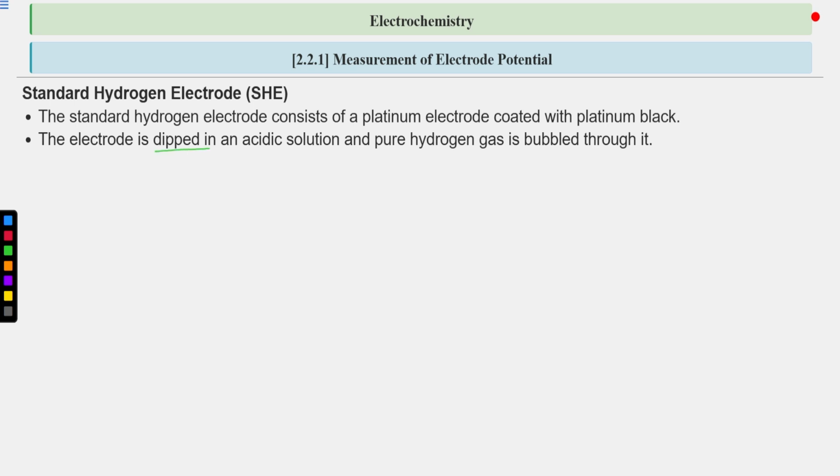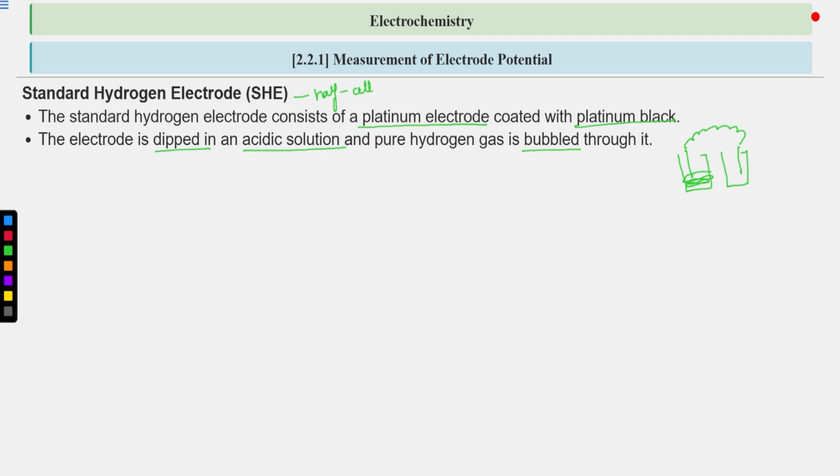The electrode is dipped in an acidic solution and pure hydrogen gas is bubbled through it. In other types of cells, we have seen two beakers, each having its own electrode and solution, and the two electrodes are connected with a wire through which current flows externally, causing the cell to function. But here we are talking about SHE, which is a half cell. This is important, that's why I'm repeating: we are only using a single electrode, which is of platinum, coated with platinum black.